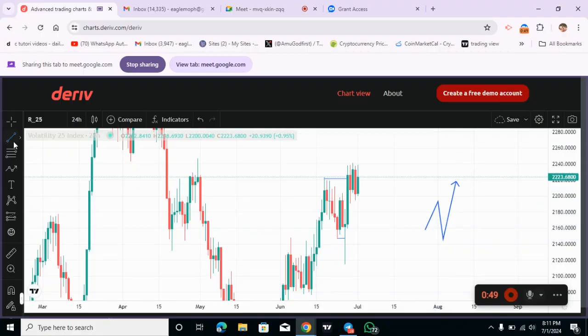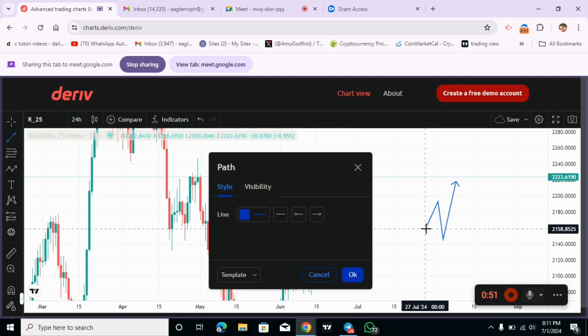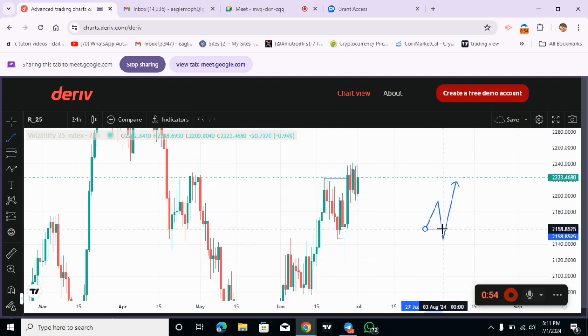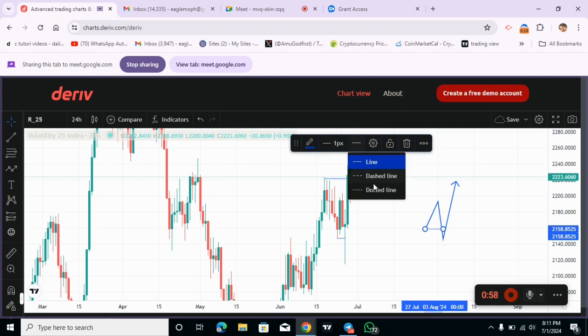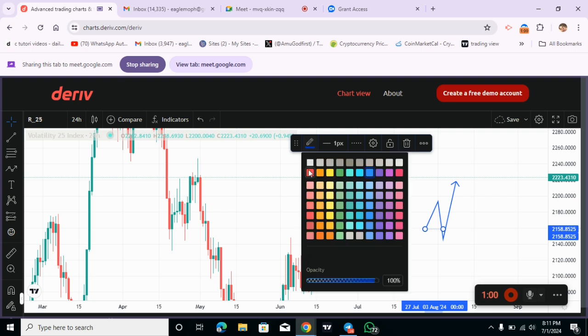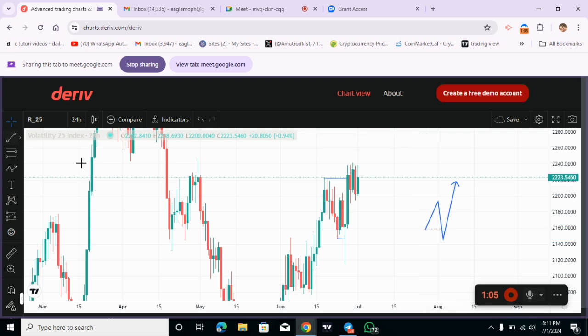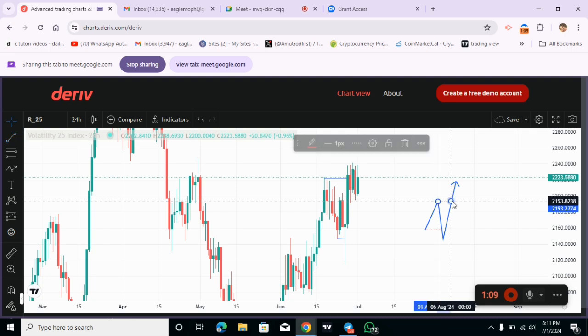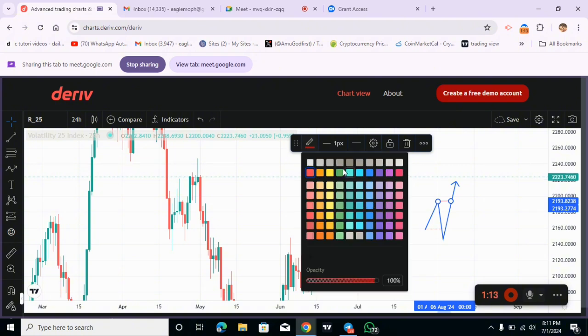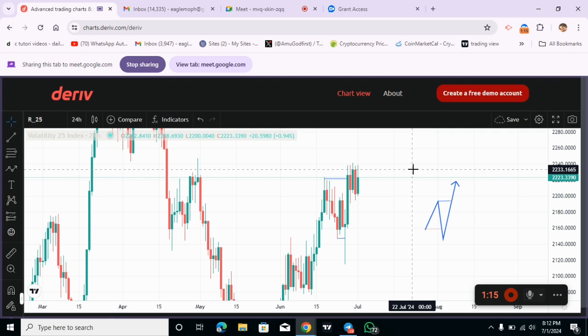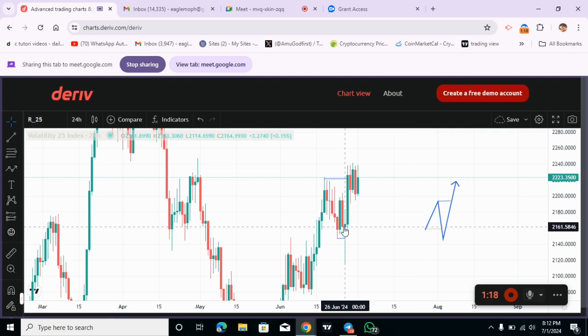Last week now. Let me see. So we have a sweep of liquidity here. Sweep of liquidity, and then we have displacement to the upside. So this is the basic thing we've seen here too.